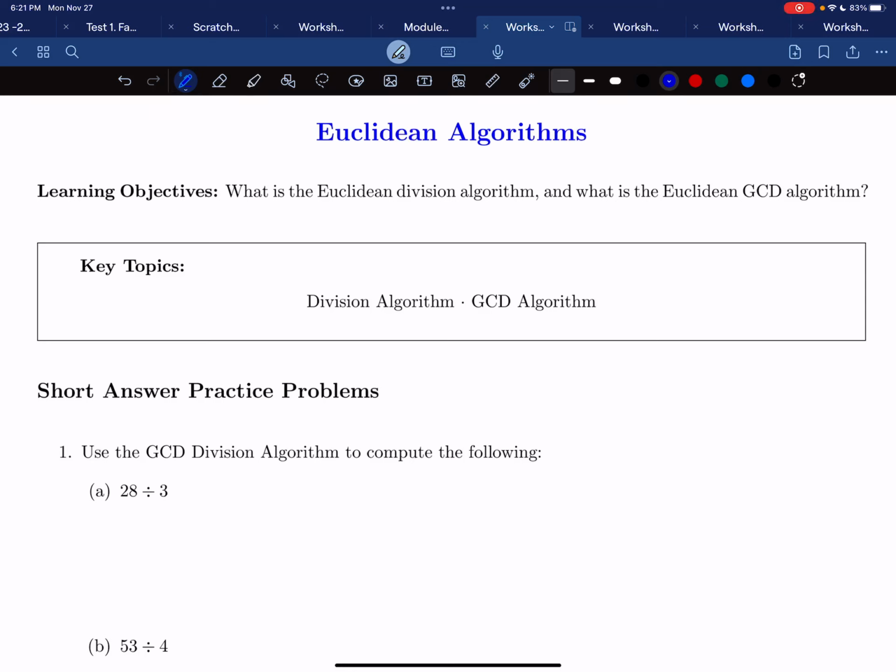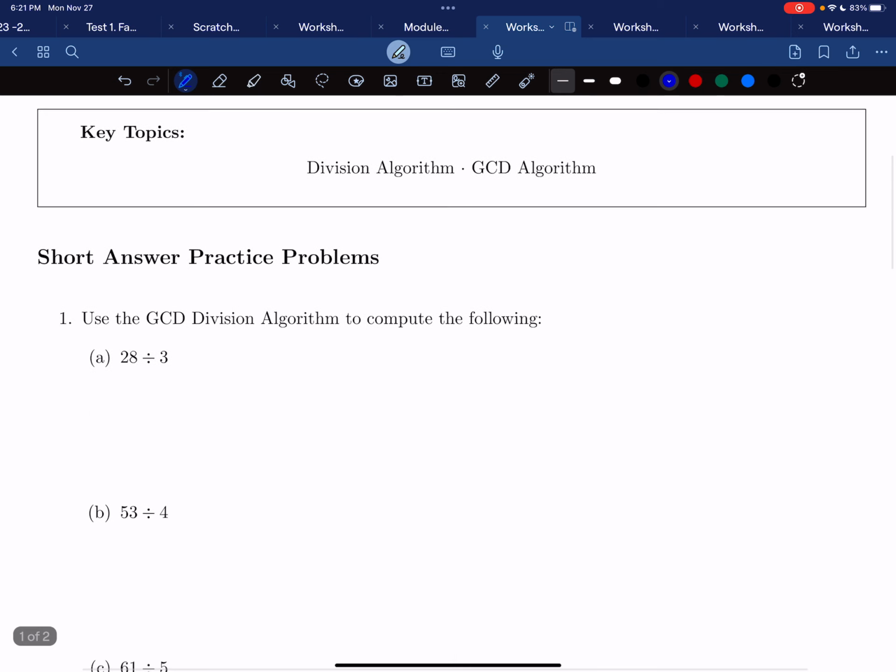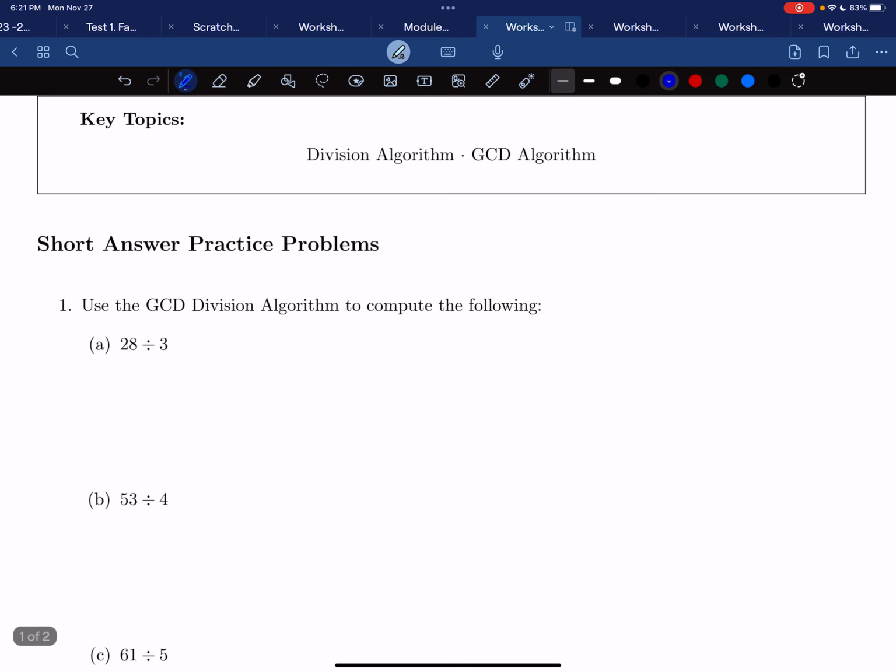Okay, so let's take a look at some Euclidean algorithms, the Euclidean division algorithm and the Euclidean GCD algorithm. First we're going to look at the division algorithm, and we'll see how you could use that to compute 28 divided by 3.